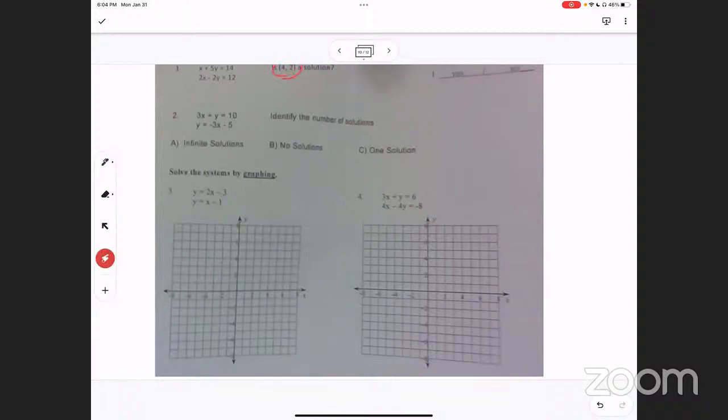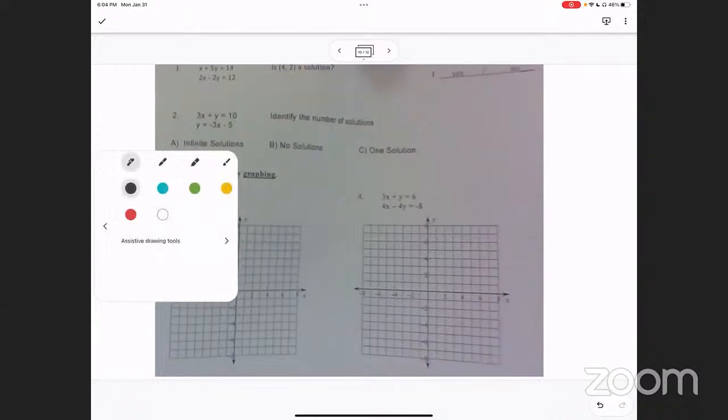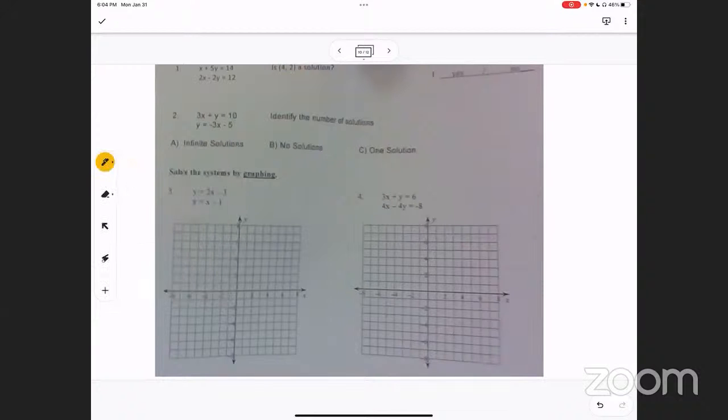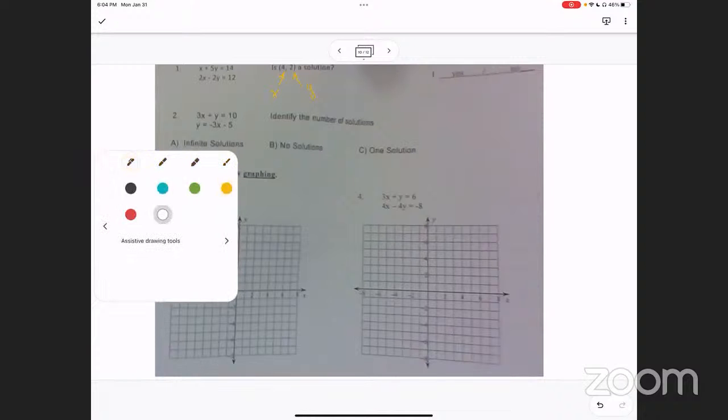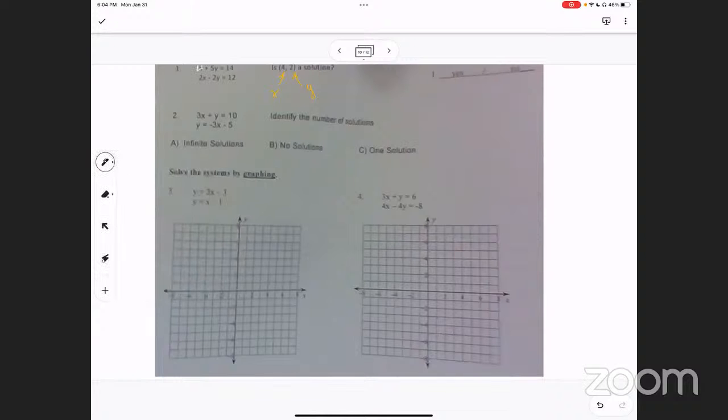Well, if this is a solution, then that would mean when you plug 4 in for x and 2 in for y for both of those equations, it will be a true equation. Okay. So if I plug in 4 for x here and 2 for y, does that equal 14? Yes. Sure does. If I plug in 4 for x and 2 for y, does that equal 12?